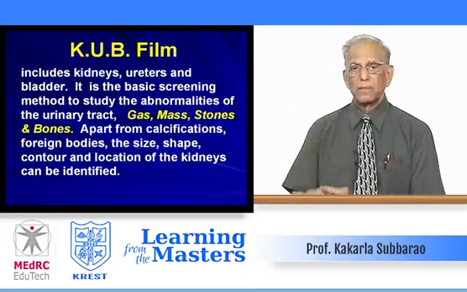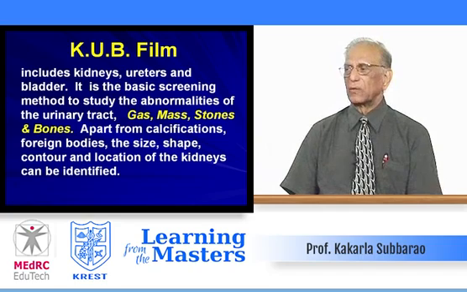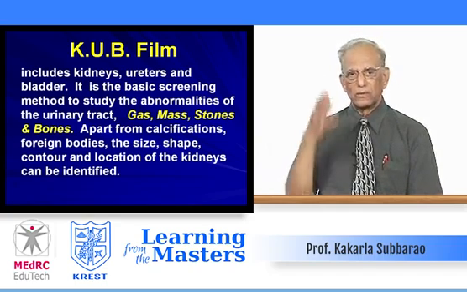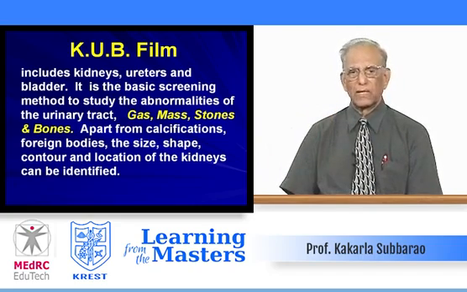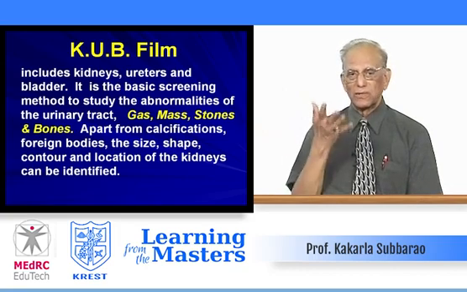And then the abdomen, KUB, includes kidneys, ureters and bladder. For any urinary tract pathology, particularly for calculi, we have to do a preliminary film called KUB film. It is a basic screening method to study the abnormalities of the urinary tract. Not only the stones, gas, masses and bones we can study.